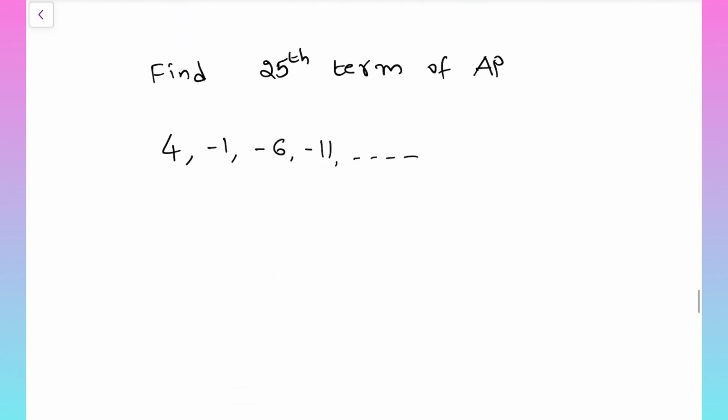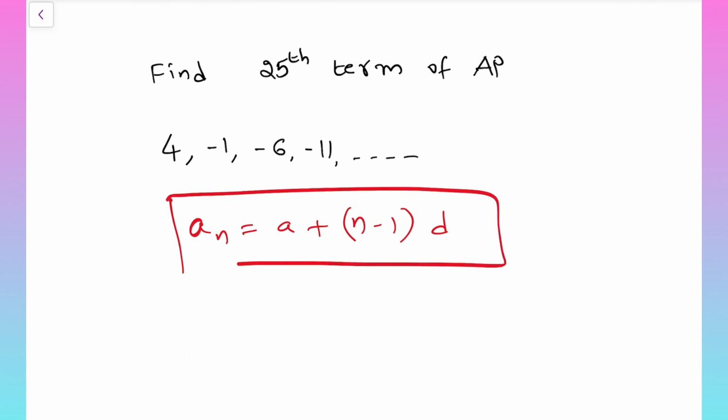Next, find the 25th term of the given arithmetic progression. To find any term in the given arithmetic progression, we have one formula, that is the nth term formula or general term formula. The formula is an equals a plus n minus 1 into d. This formula we will use to find any term, maybe the 10th term, 20th term, 100th term, 55th term, 56th term, whatever it may be.